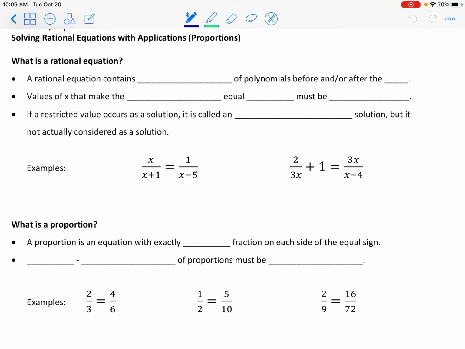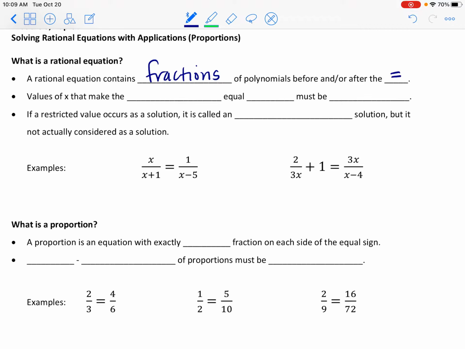What does it mean for an equation to be a rational equation? So just like the rational expressions that we were dealing with for most of this module, a rational equation contains fractions of polynomials. So we're looking at fractions, not just fractions, but fractions of polynomials. And if it's a rational equation, then those fractions of polynomials are going to be separated by an equal sign. So you could see these fractions of polynomials before and or after the equal sign. So the equal sign makes it an equation. The fractions of polynomials make it rational.